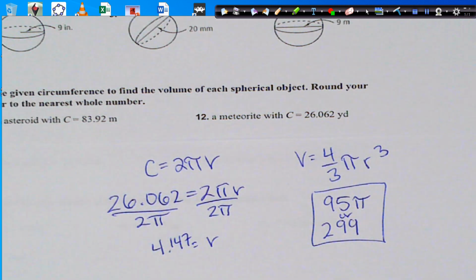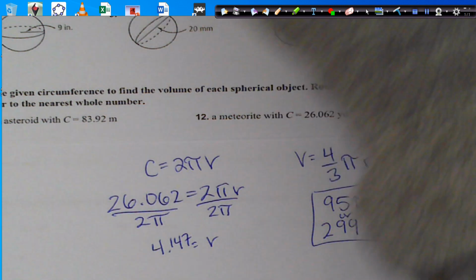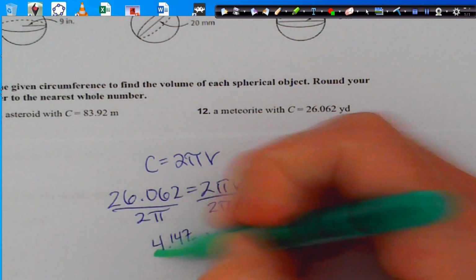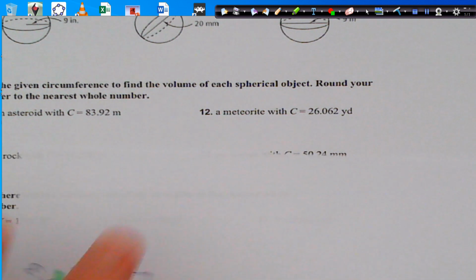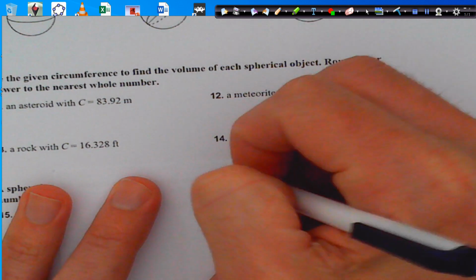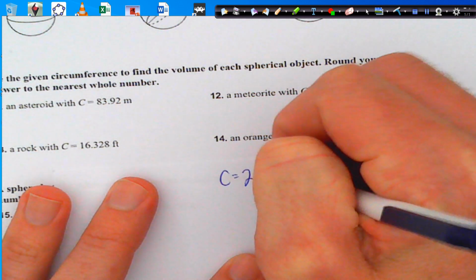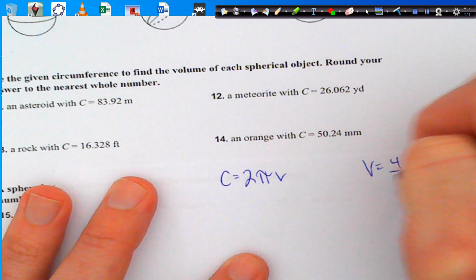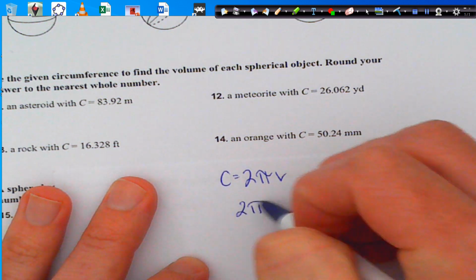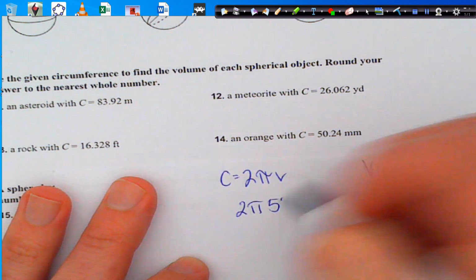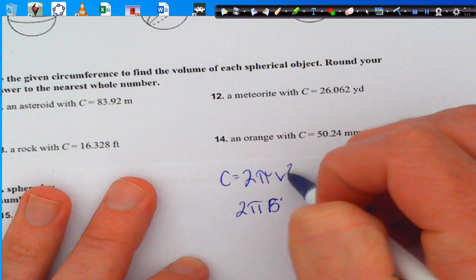Okay, but yeah, we have to find the radius by dividing that by 2 pi. So once we get the radius, then we can use the radius right here in our formula to find the answer. So 14, doing the same thing. We have 2 pi r and volume 4/3 pi r cubed. And so we get 2 pi, this is going to be r, not r squared.